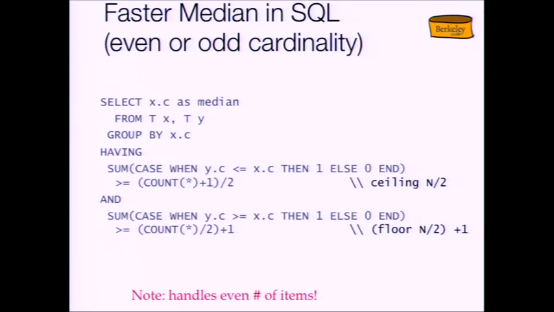So that's median. And again, remember where we started. It started with this really simple statement: I want to find the record where the number of things bigger than it and the number of things less than it are the same. Okay? That's what we did.